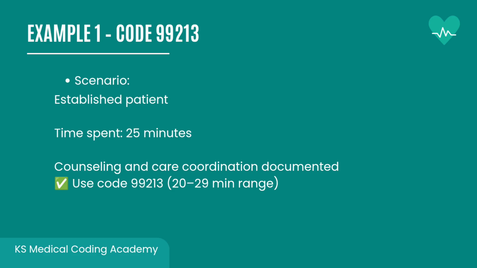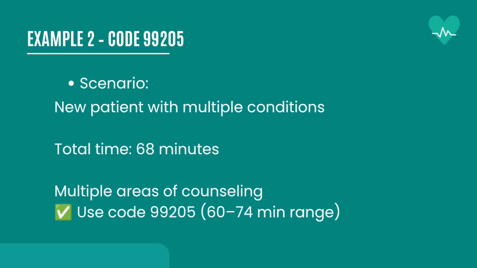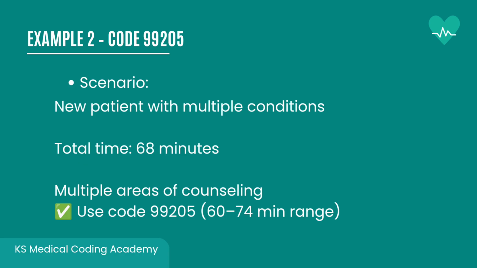Let's look at a real example. A provider spends 25 minutes with an established patient, mostly for follow-up and counseling. According to the time chart, this fits the range for code 99213, which is 20 to 29 minutes. Another example. A new patient presents with multiple chronic issues. The provider documents 68 minutes spent, including review, counseling, and follow-up coordination. That falls under code 99205, which is for 60 to 74 minutes.